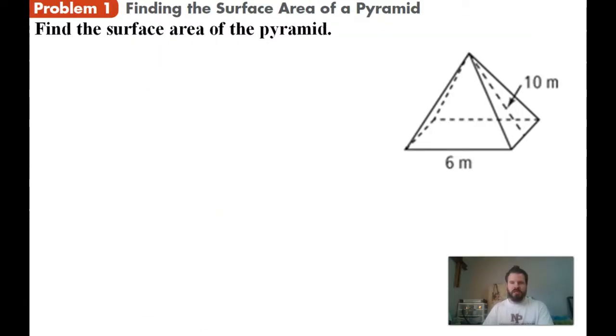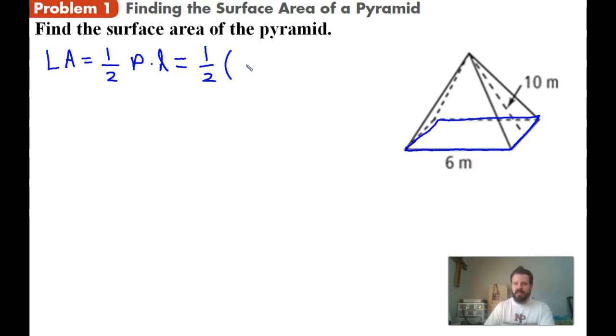All right, so let's go ahead and use that formula. We said that lateral area is equal to 1/2 times perimeter of the base times the fancy L for the slant height. So let's fill that in. We've got 1/2 times perimeter of the base. That would be 6 plus 6 plus 6 plus 6. I'm just going to say 6 times 4. That's my perimeter of my base. And then times the slant height, the height along the side of the triangle.